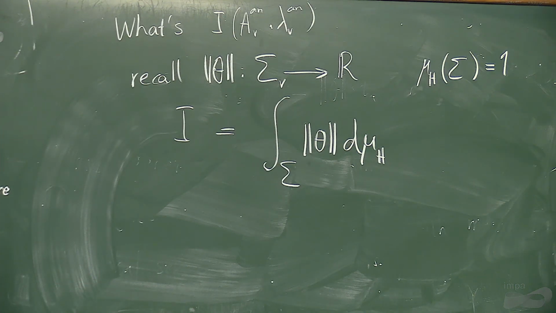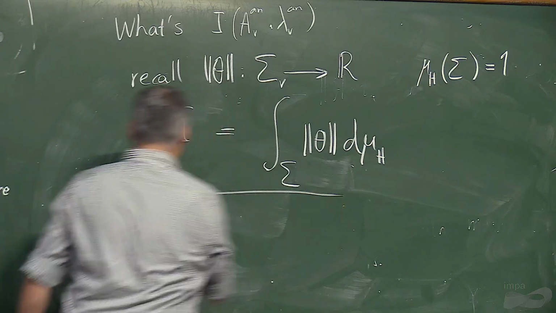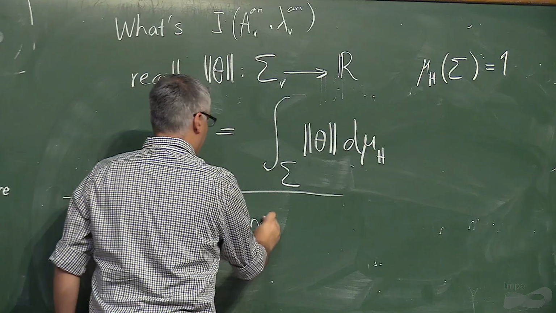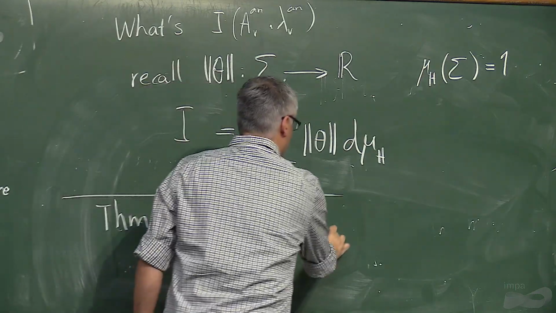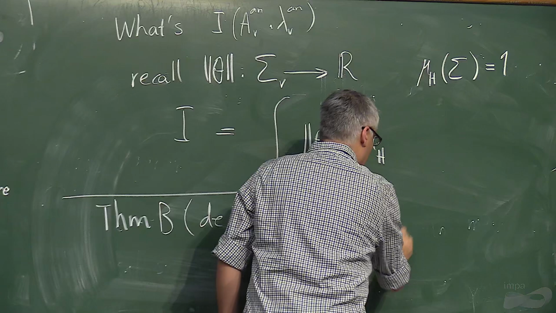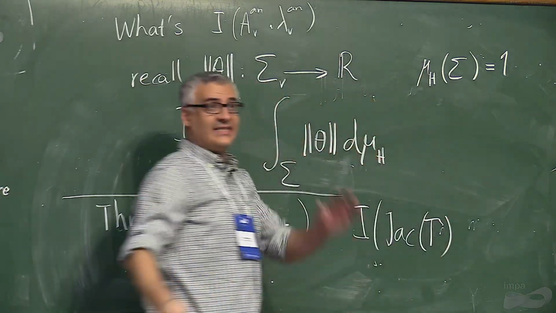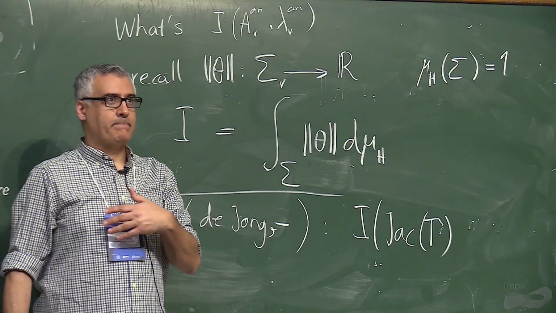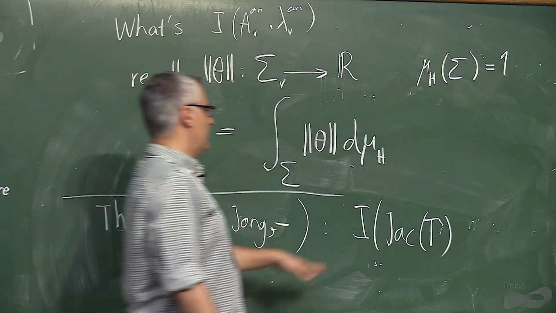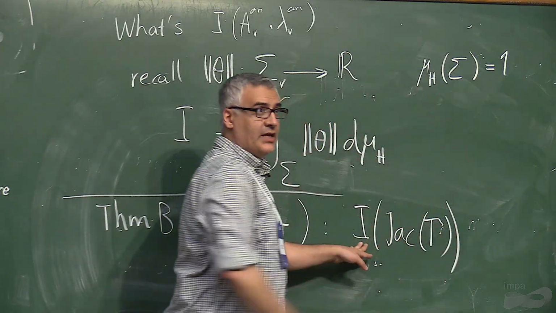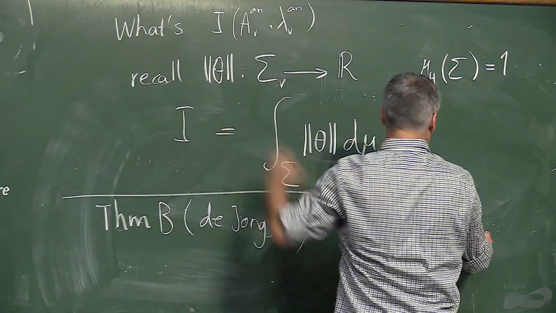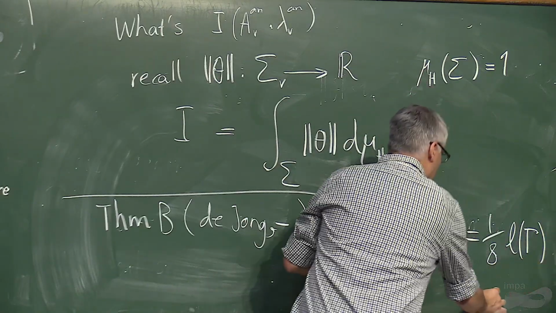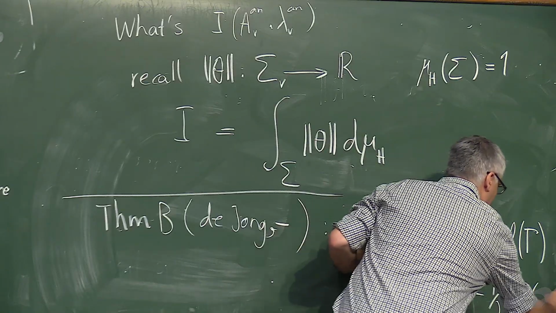And I'm going to say that there is a way to compute, so theorem B, again with de Jong, is that I of the Jacobian of a graph, which remember, is the skeleton of the Jacobian of the curve, right? So in the case of Jacobians, the I of a real torus sitting inside Berkovich space, which is what I want, is going to be 1/8 L of the graph minus 1/2 tau of the graph.